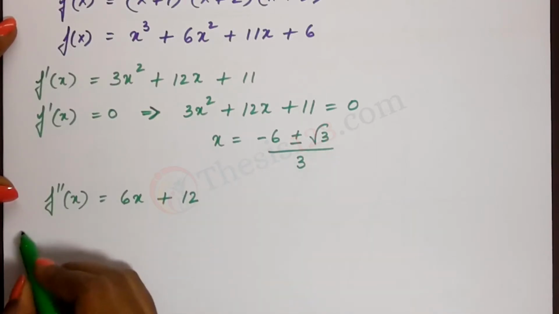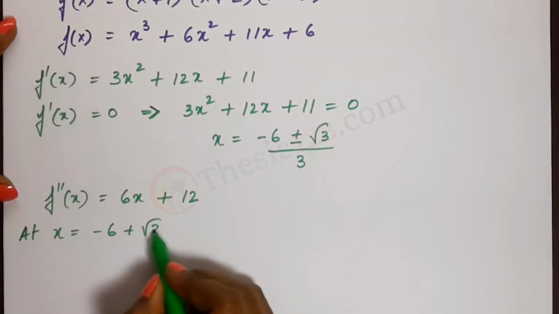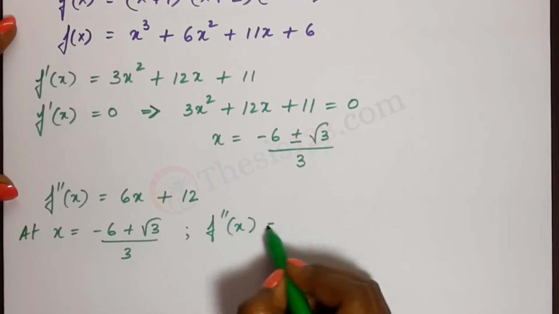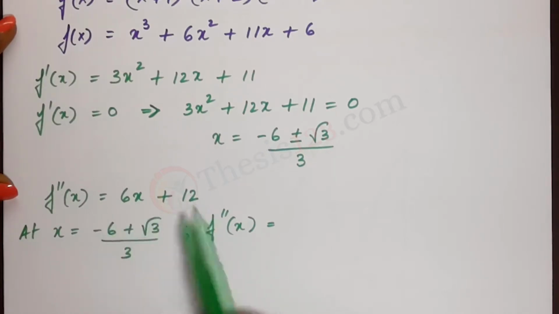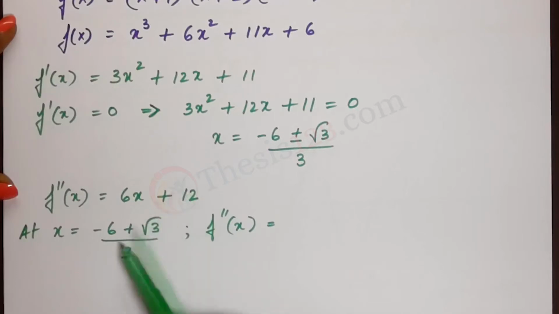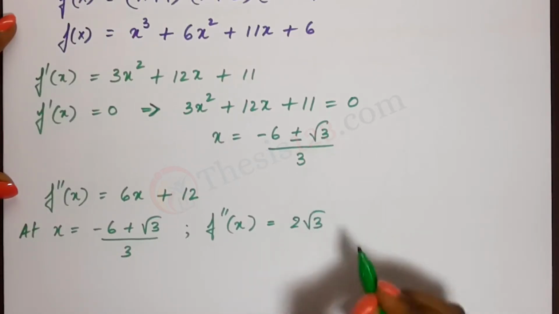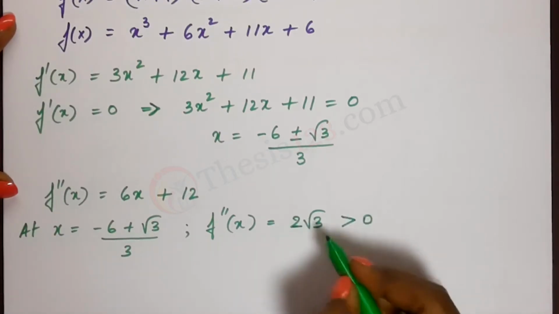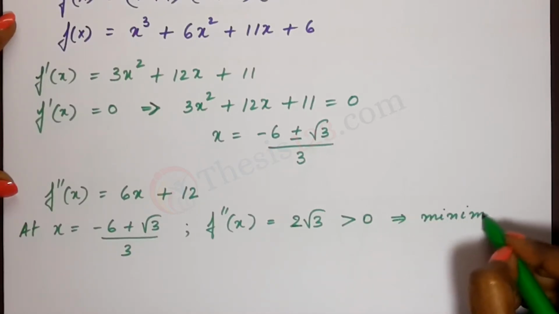So let's take each of these two values. At x equal to (-6 + √3)/3, f''(x) equals, now we're substituting this value here, 6 into this plus 12. I'll leave that part of the solution to you, since it's just arithmetic. We'll obtain a value of 2√3. Now the value 2√3 is greater than 0. So when the value is greater than 0, that implies that it is a minimum value.